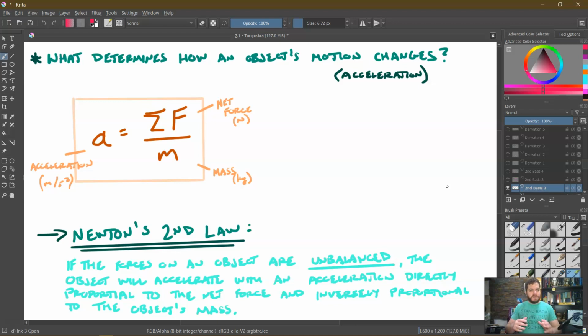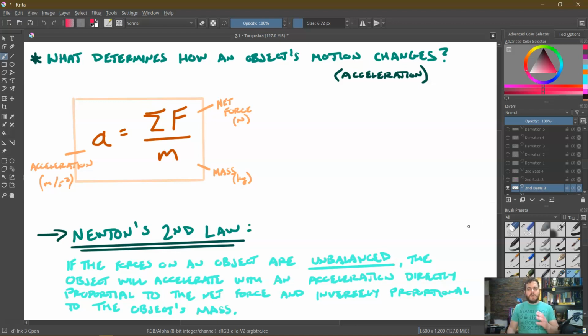So more force, it accelerates more, and inversely proportional to the object's mass. If the object has more mass, it accelerates less because it has more inertia, more resistance to that acceleration. And now let's redefine this in a rotational context.